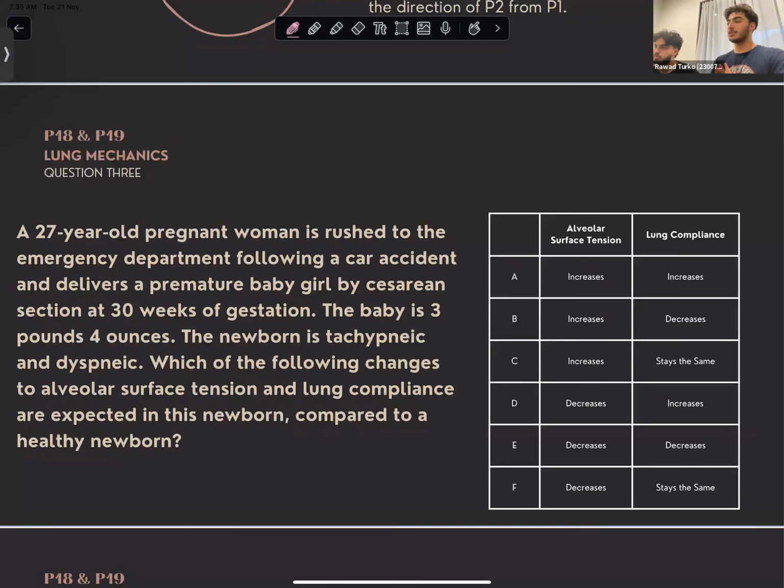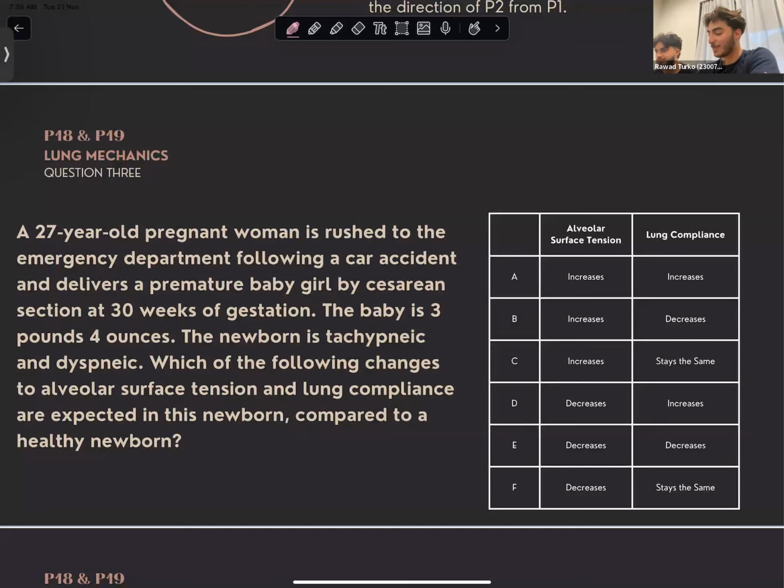And finally, for the last question in lung mechanics, we put 3 questions just because it was 2 lectures, even though I know this shouldn't be that hard for you guys. A 27-year-old pregnant woman is rushed to the emergency department following a car accident and delivers a premature baby by cesarean section, or C-section, at 30 weeks of gestation. The baby is 3 pounds 4 ounces. The newborn is tachypneic and dyspneic. Which of the following changes to the alveolar surface tension and lung compliance are expected in this newborn compared to a healthy newborn?